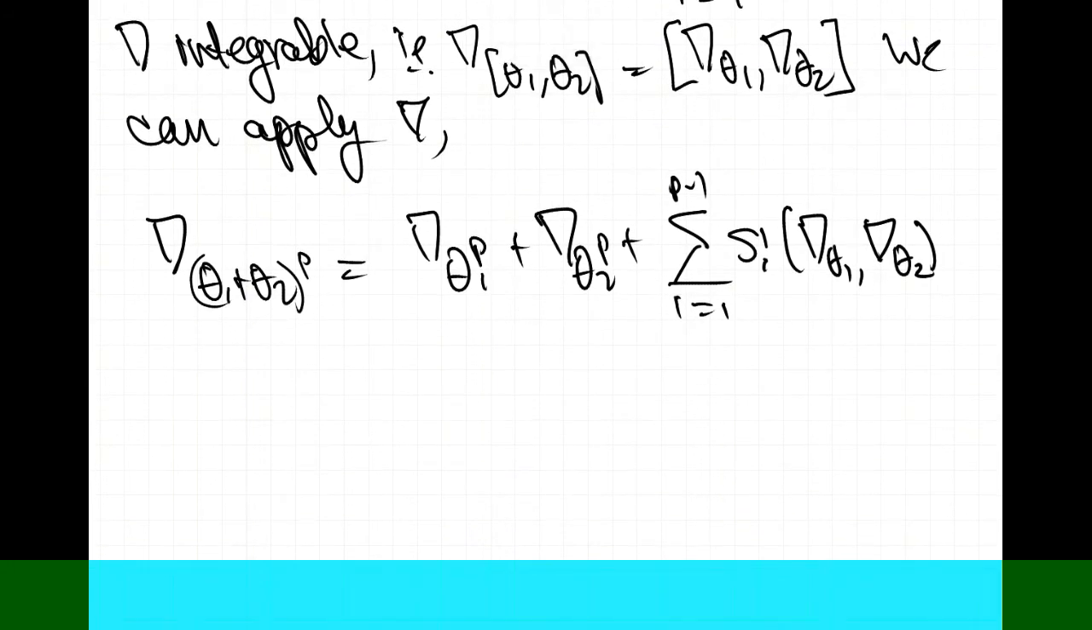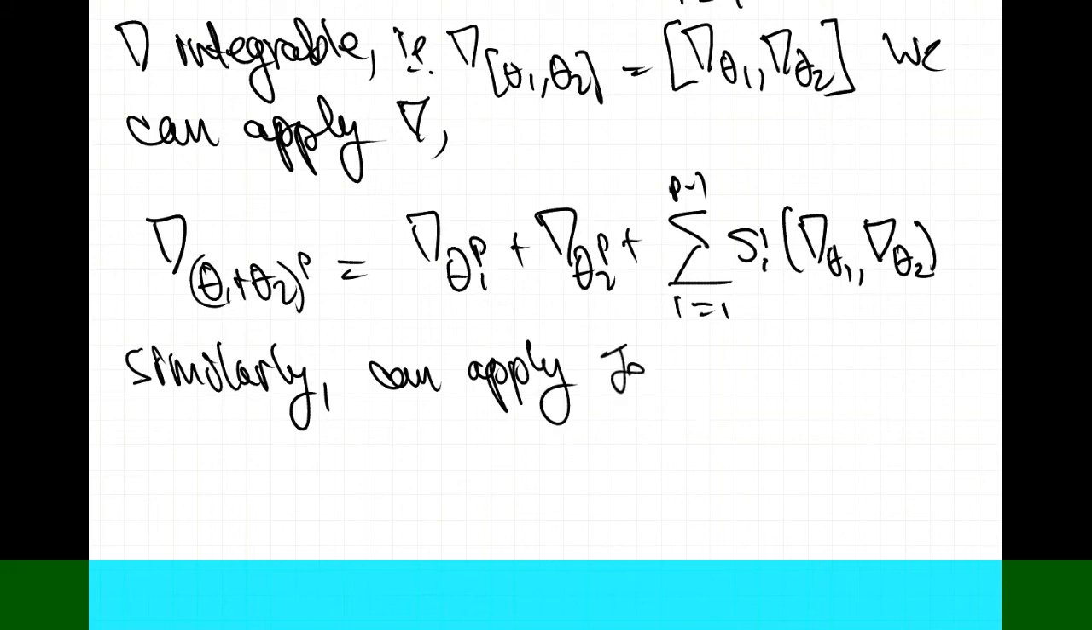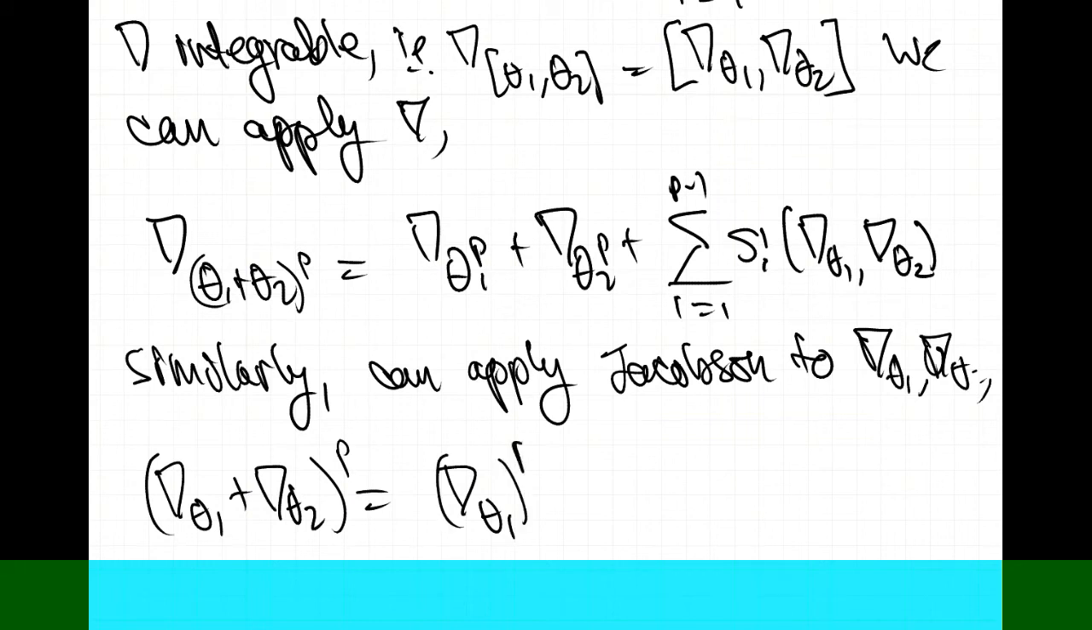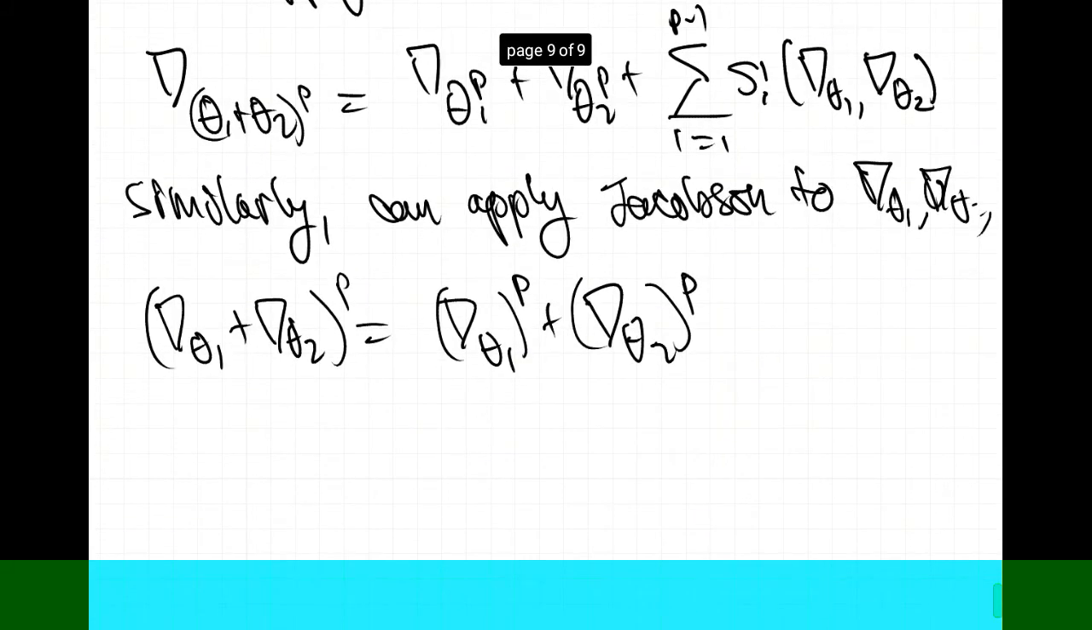Okay, similarly, we can apply Jacobson's formula to this guy. Okay, and what do we get? So we have theta 1 plus theta 2. We have these two elements, and we take it to the pth power. And so we get this is to the pth power plus this guy to the pth power plus the sum up to p minus 1.